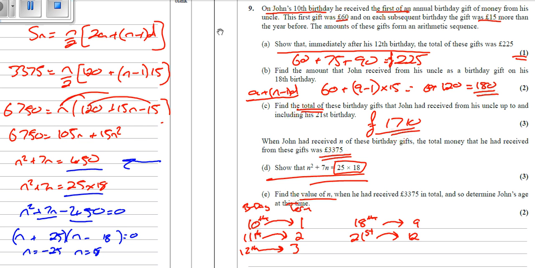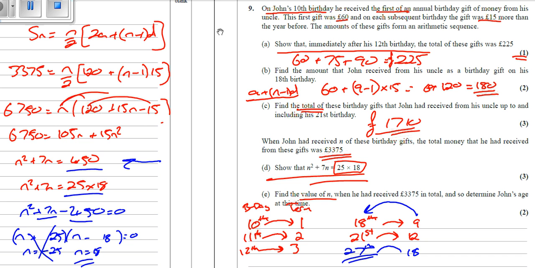Bear in mind that n is the term of the sequence. We can't have a minus 25th term, so it's not going to be that one. So it's going to be the 18th term. And to get from the term to the birthday, you need to add 9. So if we add 9 onto that, that's going to be 27. So it's going to be John's 27th birthday.